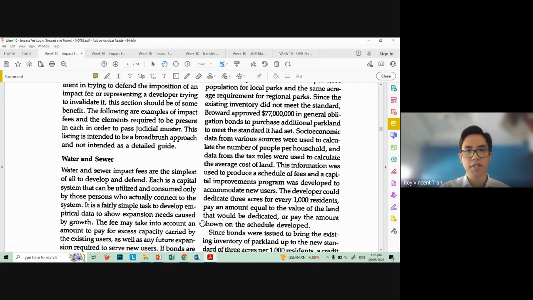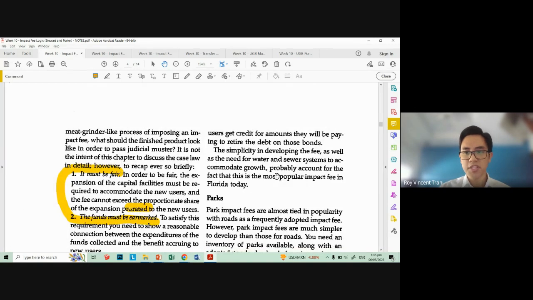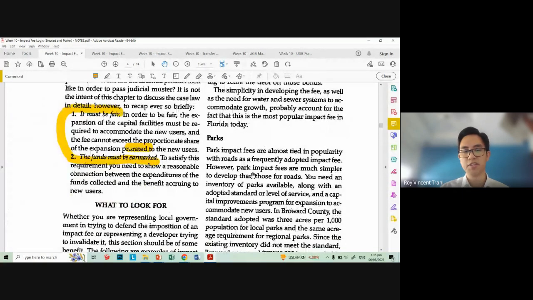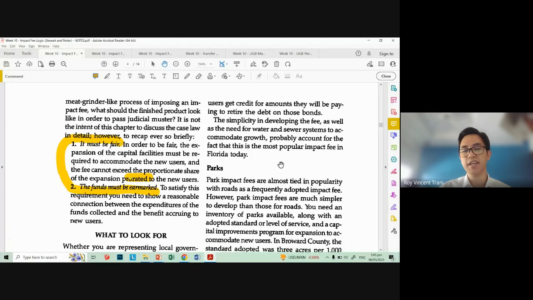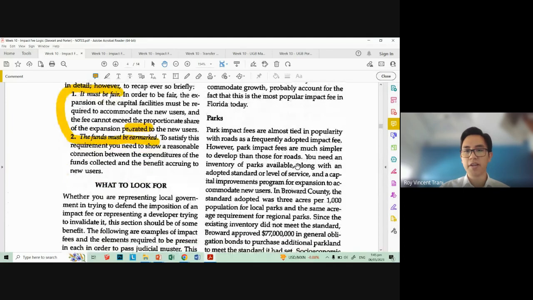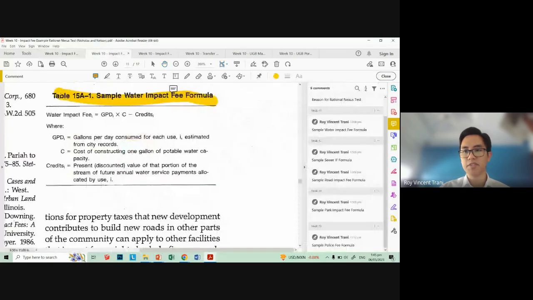Just going over here, the simplicity in developing the fee, as well as the need for water and sewer systems to accommodate growth, probably account for the fact that this is the most popular impact fee, specifically for Florida. As of, I think this was written around 1990 or maybe even early 2000s. Next are the park impact fees. So let's look at the sample calculation for a park impact fee.